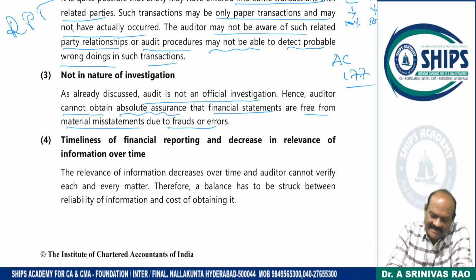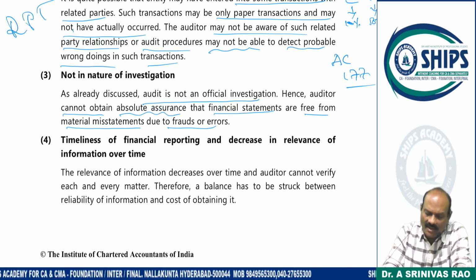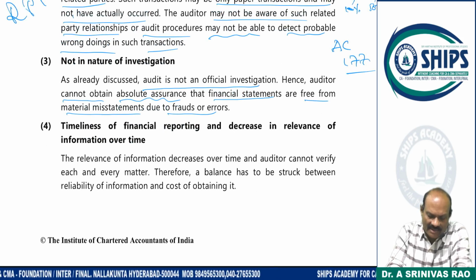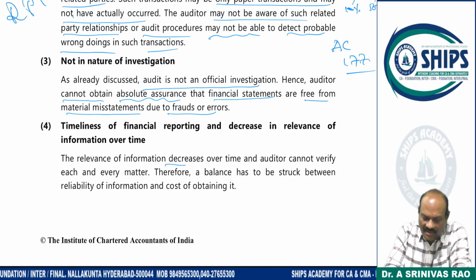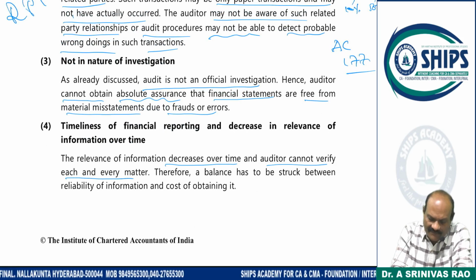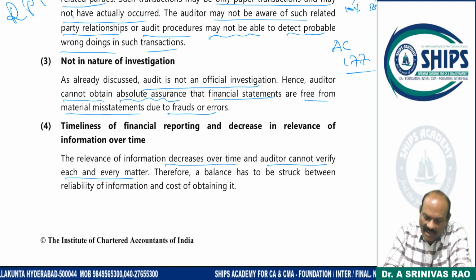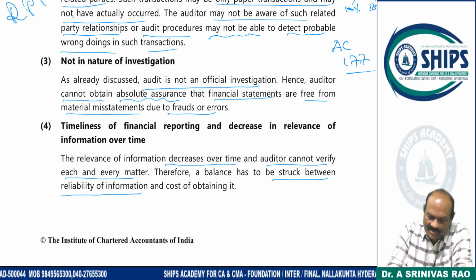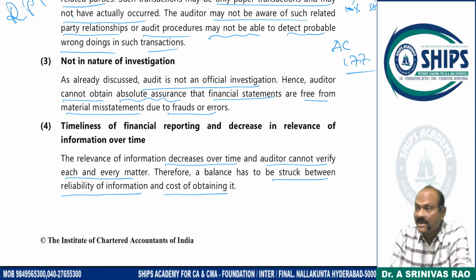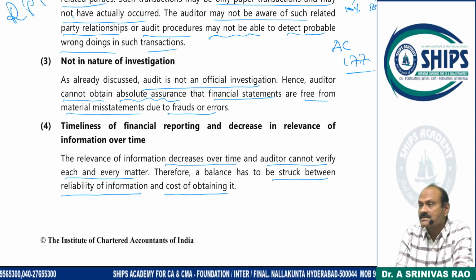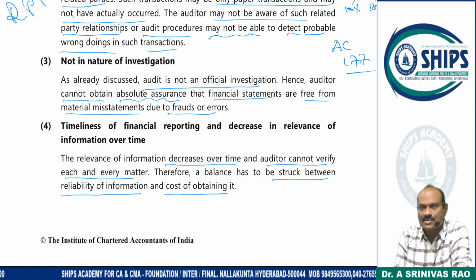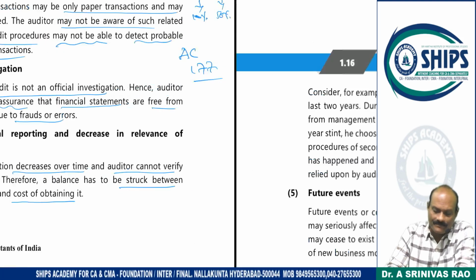And there is the timeliness of financial reporting and the decrease in the relevance of information over time. The relevance of information decreases over time. The auditor cannot verify each and every matter. Therefore, a balance has to be struck between the reliability of information and the cost of obtaining it. If the cost of obtaining is more than the benefit you are going to see, it is better that you should not obtain such information.